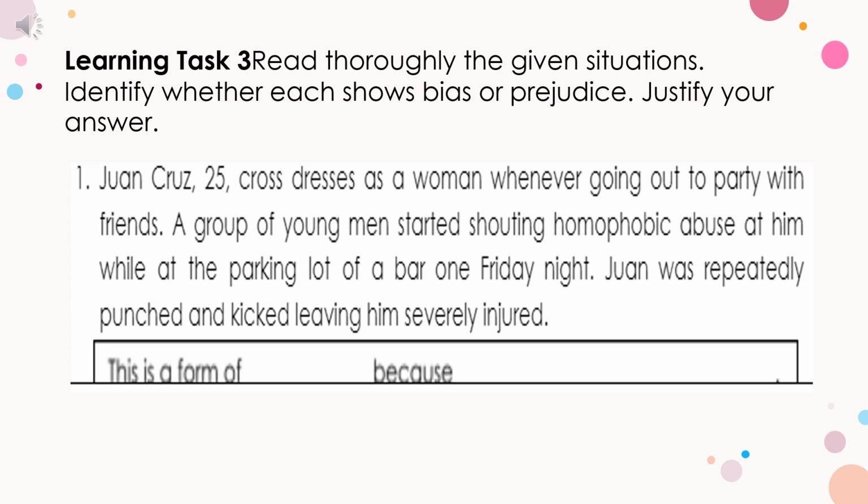So, where are we going to categorize it? Is it showing a bias or prejudice? This is a form of prejudice because you have the group of young men who maltreated Juan because of their prejudices about cross dressers. Okay? So it's again a form of prejudice because you have the group of young men who had prejudice about cross dressers.